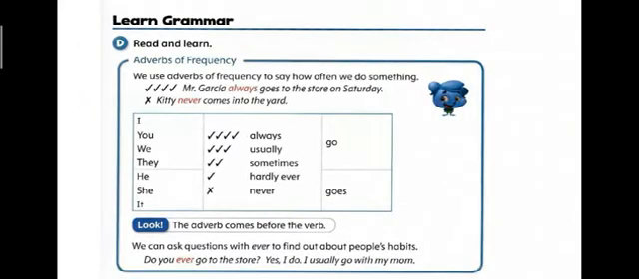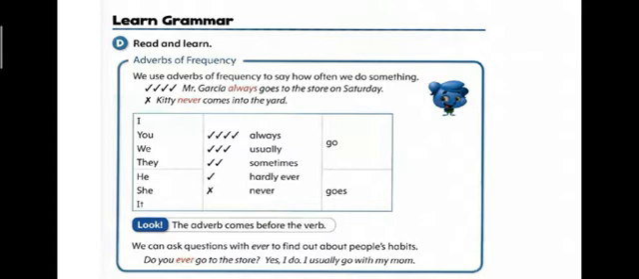Let's read about the grammar structure. The adverbs of frequency. We use adverbs of frequency to say how often we do something. Like, Mr. Garcia always goes to the store on Saturday. Kitty never comes into the yard or into our yard.